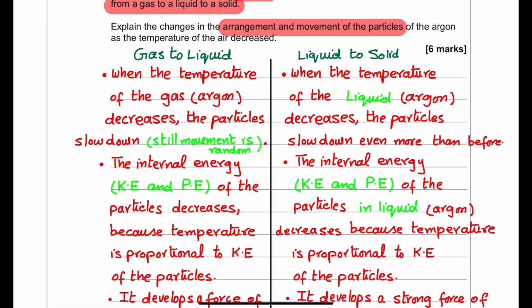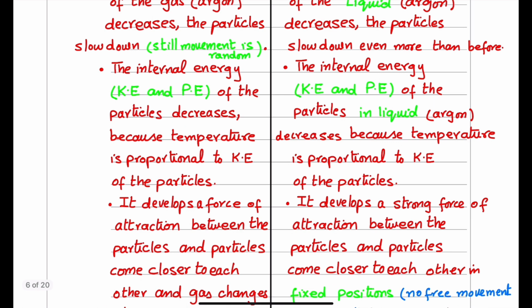When the temperature of the liquid argon decreases, the particles slow down even more than before. The internal energy, meaning the kinetic energy and the potential energy of the particles in the liquid argon, decreases because the temperature is directly proportional to the kinetic energy of the particles. As the temperature decreases, the movement of the particles will reduce. It means they have less speed. So as the speed is less, therefore the kinetic energy of the particles will decrease. We know that kinetic energy is equal to half mv squared.